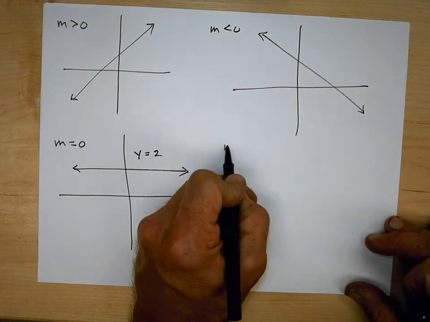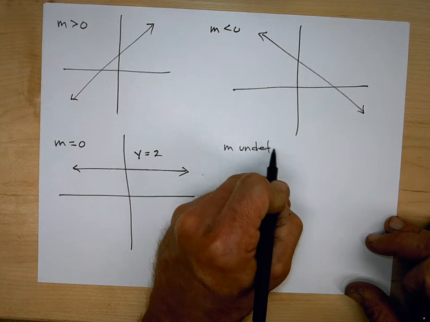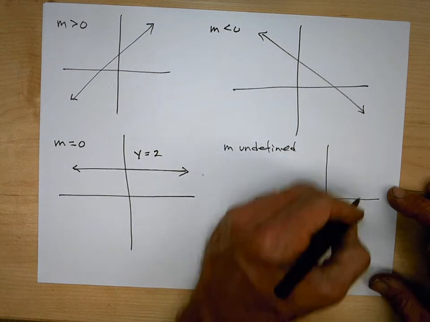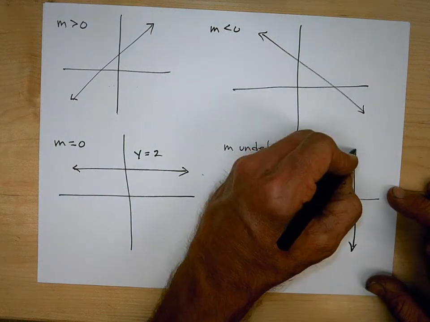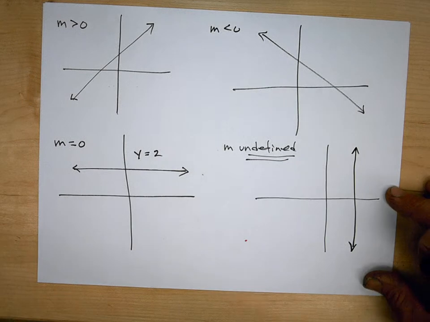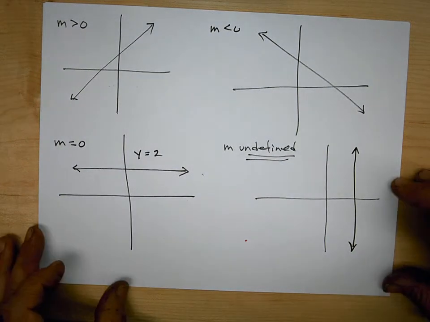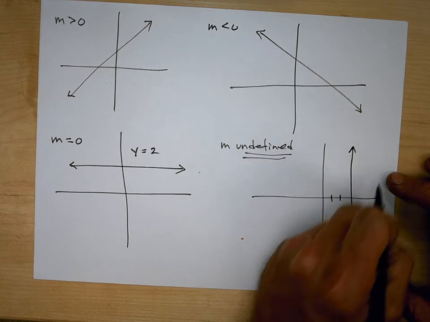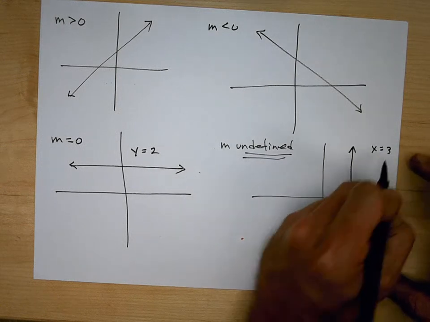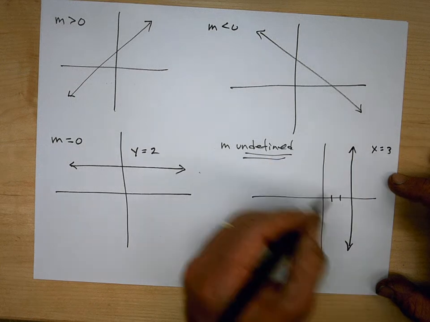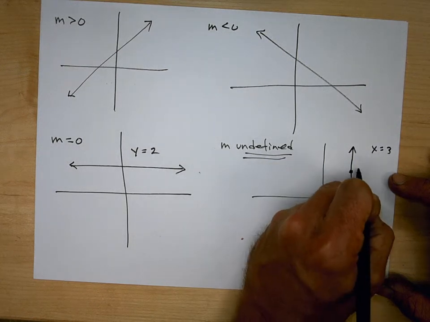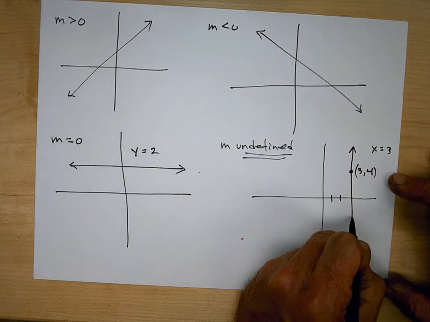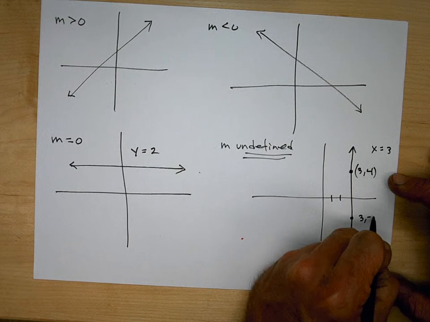And then finally, we could have m is undefined. All right, and this happens when we have a vertical line. So maybe something like this. And let's talk about why m is undefined on a vertical line. So this could be, for example, the line x equals 3. That means all along the line x equals 3, y varies. So for example, this could be the point (3, 4), and then down here, maybe we're at (3, negative 3).